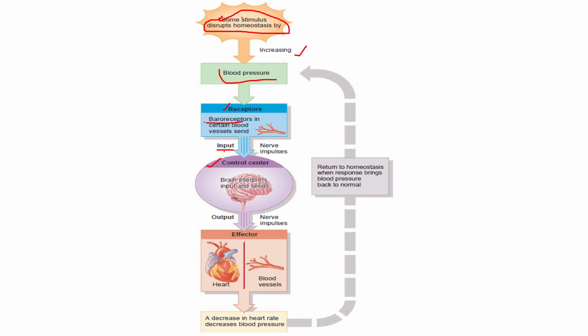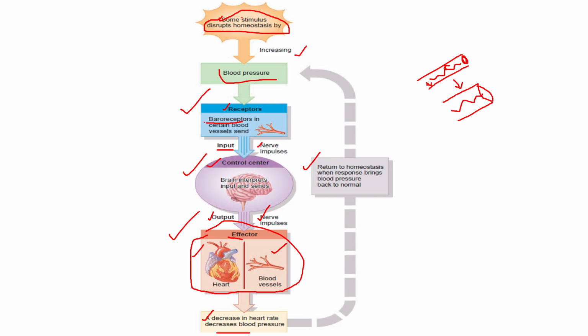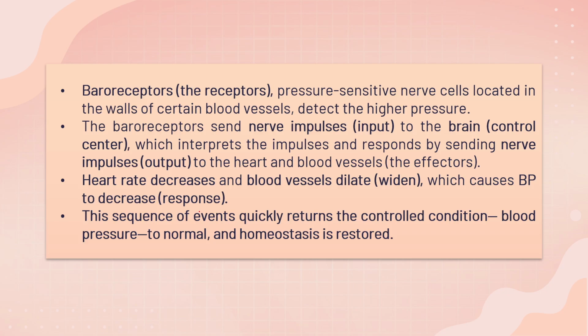Okay, and in the regulation of blood pressure, the receptor is the baroreceptor, the control center is the brain, and the effectors are the heart and blood vessels. Okay, you need to remember all these three components. Okay, this is the overall explanation of the negative feedback mechanism. The next system is the positive feedback mechanism.